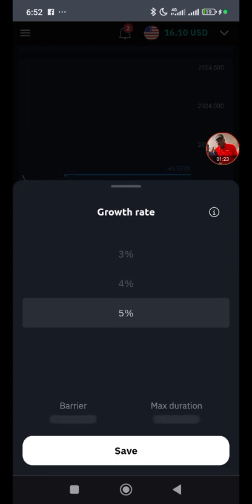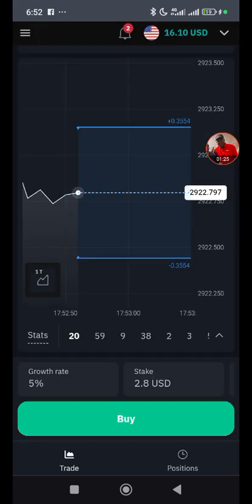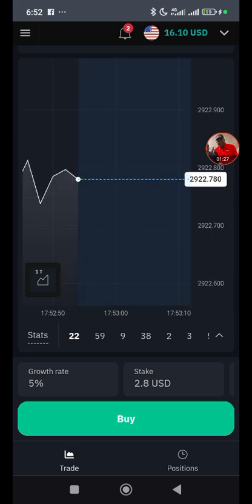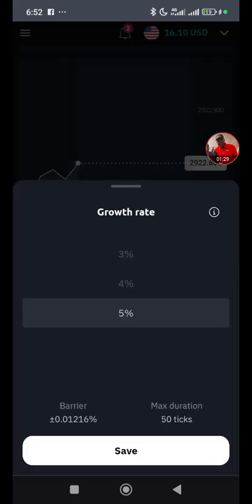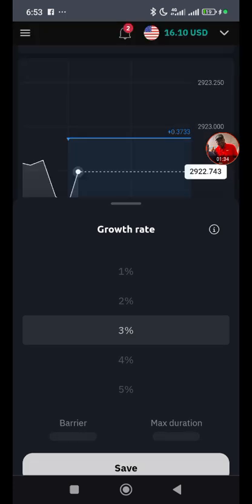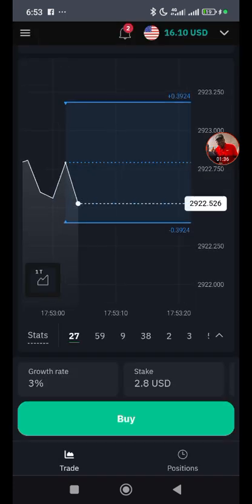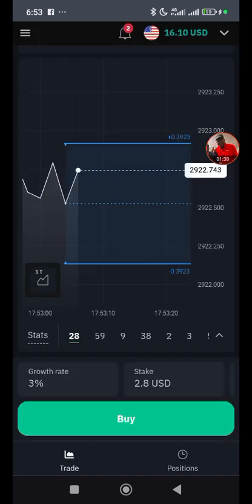Let's change it to 5%. You will see that the amount will change. You can see it has reduced. The higher the percentage, the bigger it gets. Let's go to like 3. You'll see it get bigger, from 3.7 to 3.9.